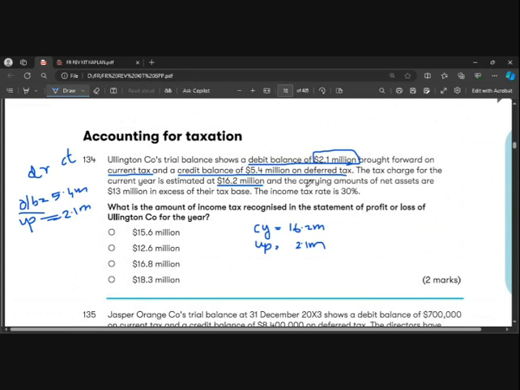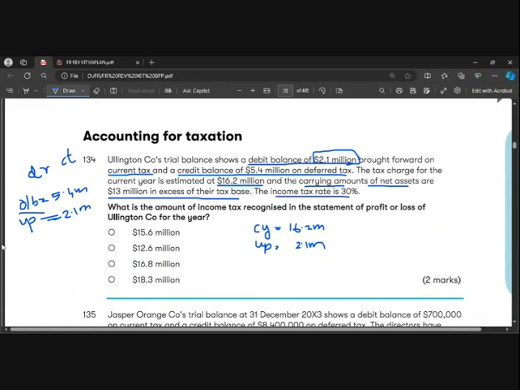They're telling you that the carrying amount of net assets is 13 million in excess of the tax base. So what is this 13 million? Is it directly the closing balance? No. They're telling you it's the difference between the carrying amount and the tax base, right? It's a taxable temporary difference. And here they've given you the income tax rate. Find the closing balance by multiplying.